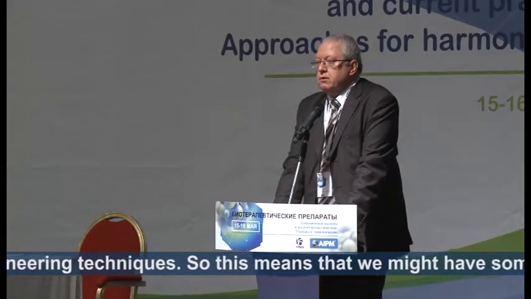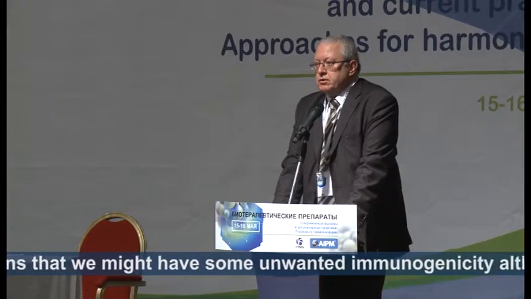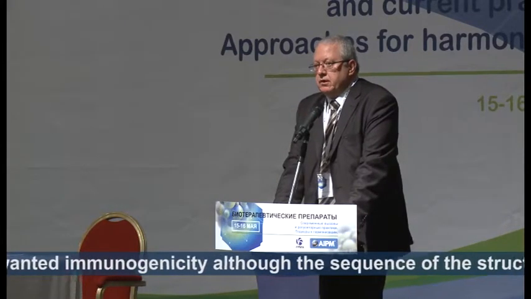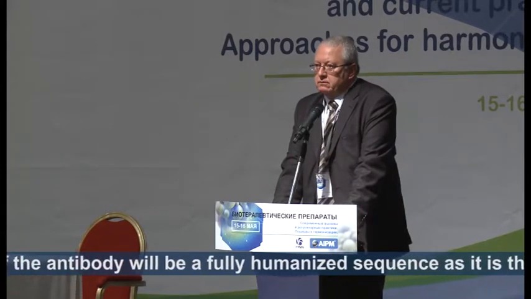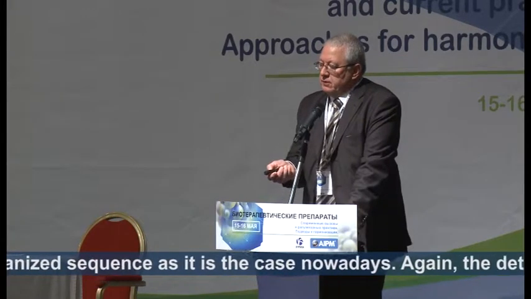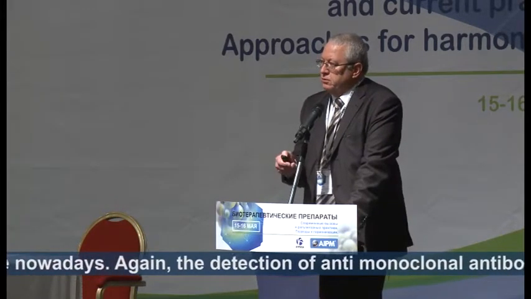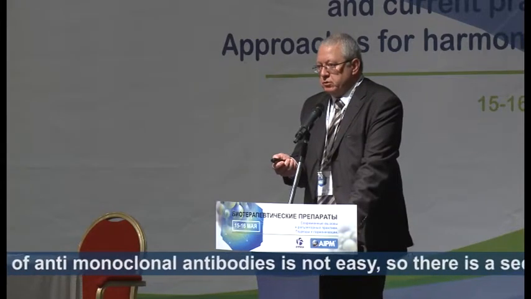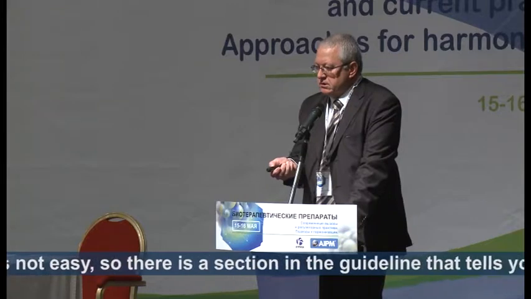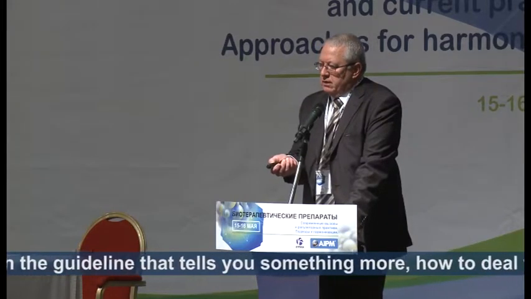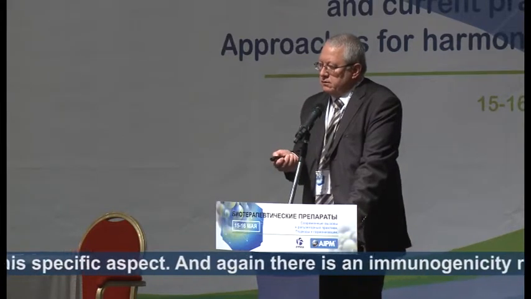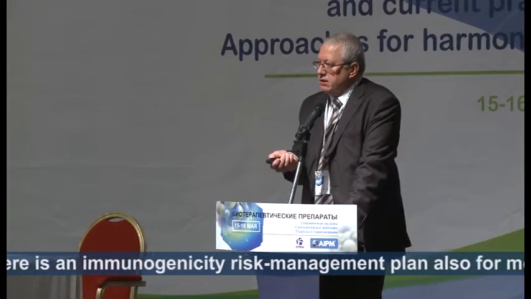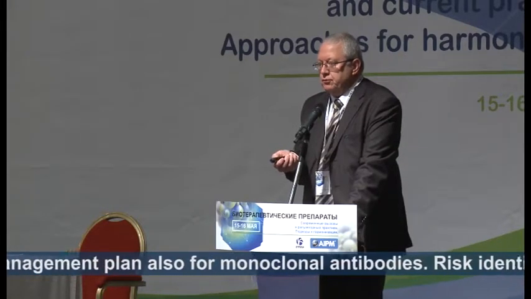There are a huge number of variants available in which the original antibody molecule is reduced or modified using genetic engineering techniques. So this means that we might have some unwanted immunogenicity, although the sequence of the structure of the antibody will be a fully humanized sequence, as it is the case nowadays. Again, the detection of monoclonal antibodies is not easy, so there is a section in which the guideline tells you something more on how to deal with this specific aspect.